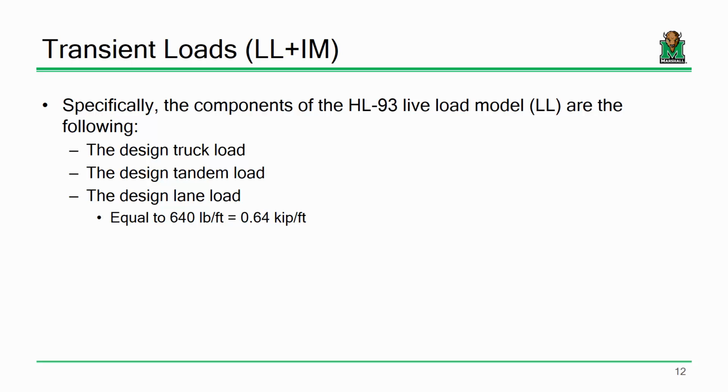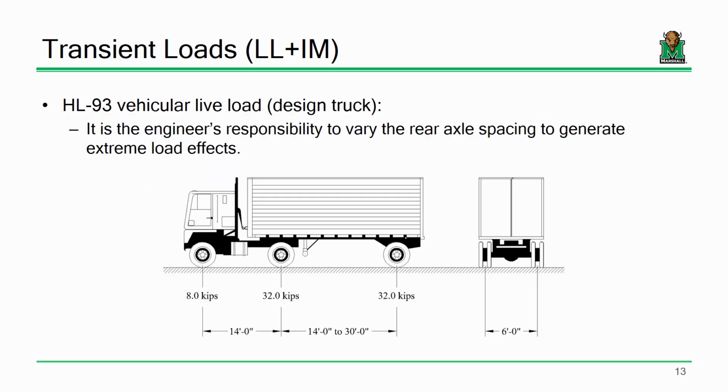Okay. The design truck and the design tandem. What's going on with those? Okay. So here's the design truck. And if you took me for structural analysis in undergrad, you probably saw this before. We looked at this briefly, I think. I don't think we spent a significant amount of time on it. But this is the vehicular live load that we use for highway bridges in the United States. It is a triaxle truck. We've got 3 axles. The front axle weighs 8 kips. The 2 rear axles weigh 32 kips.